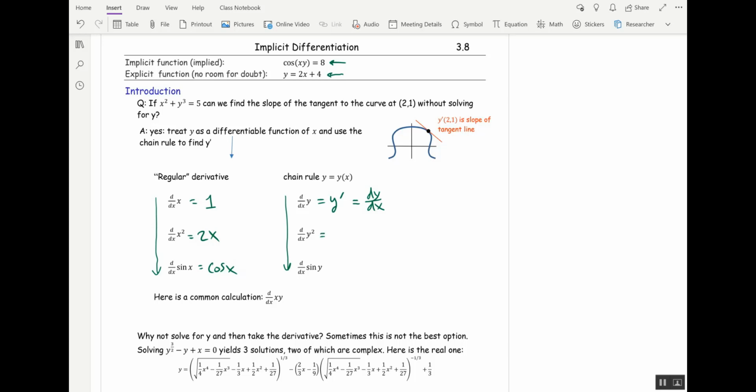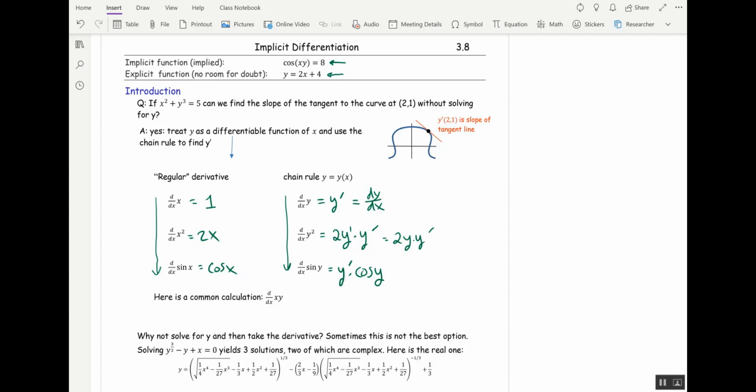Before, d by dx of x squared was 2x. But d by dx of y squared, we use the chain rule. 2y, leave the inside alone, the new exponent is 1, then multiply by the derivative of the inside, which is y prime. So 2y y prime. Again, chain rule on sine y: we take the derivative of the outside, which is cos, leave the y alone, and then multiply by the derivative of the inside, which is y prime. I'll put that out front.